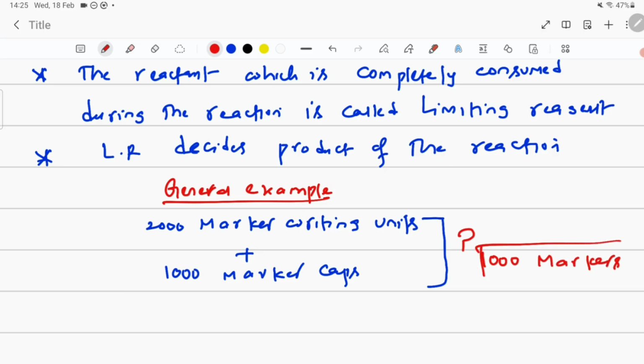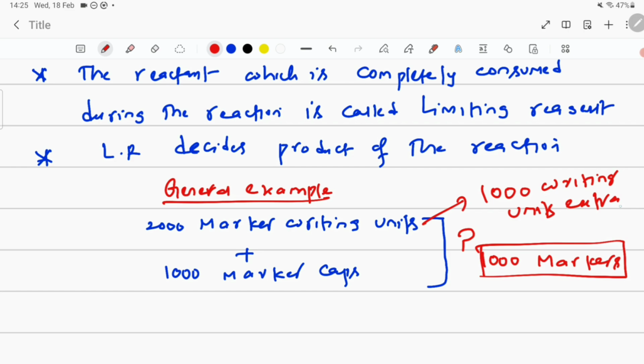You can make only 1000 markers. So after making 1000 markers, 1000 writing units are left extra, after making full markers. So here the number of caps becomes 0 after making 1000 markers.